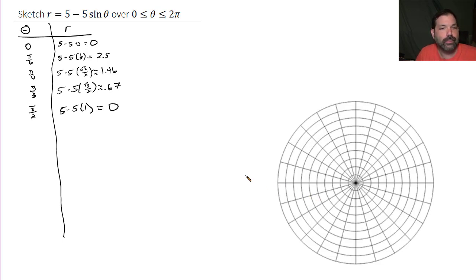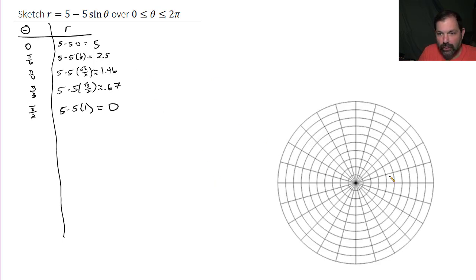No, I'm sorry. Back up here, it shouldn't have been 5 minus 5 times 0. That's 5 minus 0, which is 5. I made a mistake up here. Sorry about that. All right, so let's plot what we have so far.